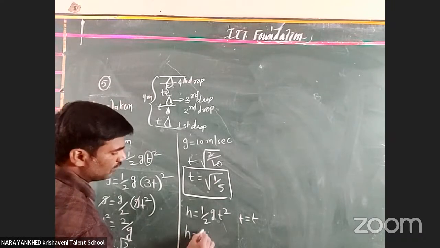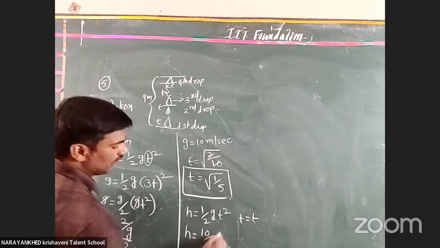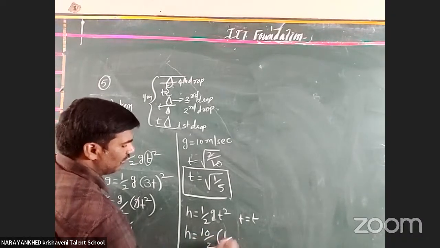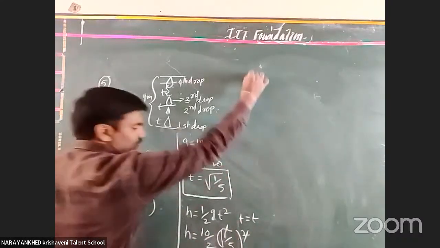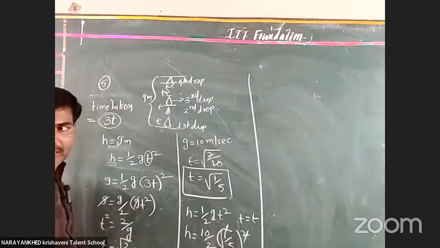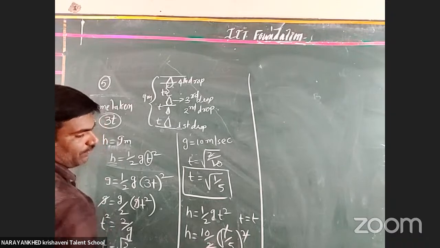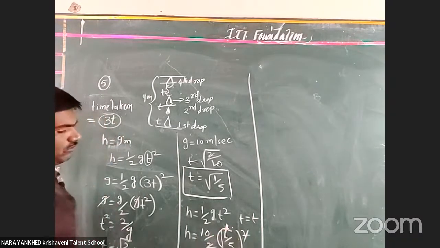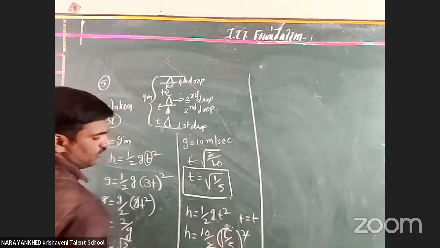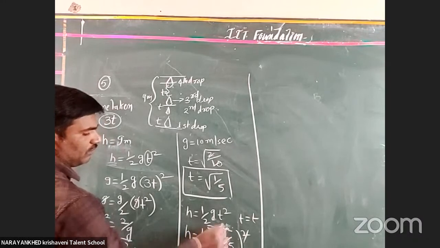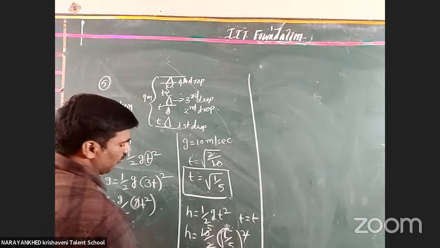Now h is equal to, what is the g here? 10. 10 by 2 into t square, how much? 1 by 5, under root of 1 by 5 whole square. The square and the root cancel each other. Got it or not? Now then it becomes what actually? It becomes 1 by 5, no? Under root of 1 by 5 whole square gets cancelled. Now h is equal to how much? 5 by 5. It is equal to 1 meter.